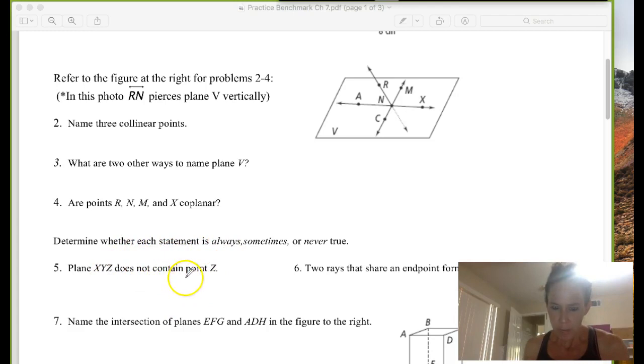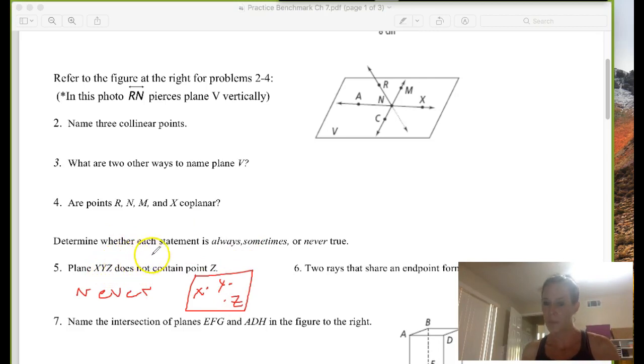Well, if it's plane XYZ, that means those are 3 non-collinear points on the plane. Just draw X, Y, Z. Okay. Plane XYZ does not contain point Z. That's a never, because it does contain point Z just by its name. So that would be never true. It says it does not. Well, that's never true. It does.